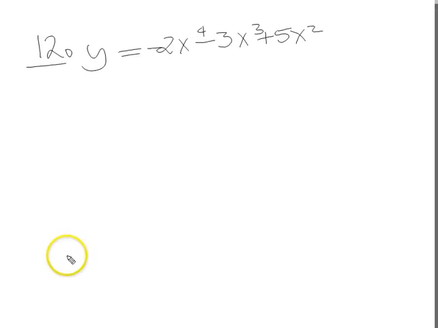Okay, let's have a look at 12. I look at this and I just think, oh yuck. Let's see what happens, shall we? Let's get the gradient function dy/dx and see if it's as tricky as it looks.